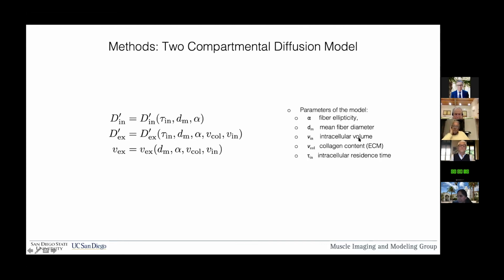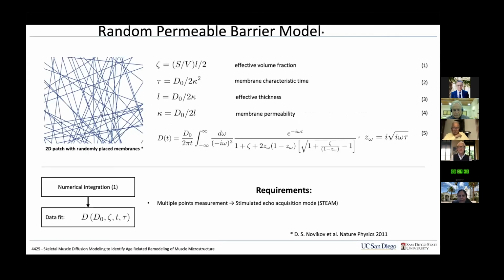Intra plus extracellular volume is 1. So this is the intracellular volume fraction. It also modeled the collagen content in the endomysium and the intracellular residence time. That means the average time that the water molecule resided within the cell. So it's actually a powerful model, but the only caveat in that is when you try to fit a single measurement to 5 unknowns, then you're asking for a little bit of trouble. So that was the first model.